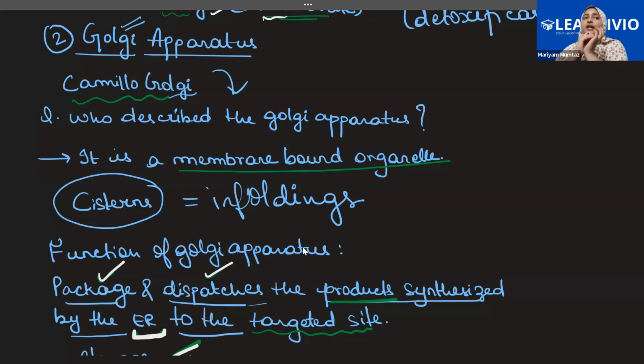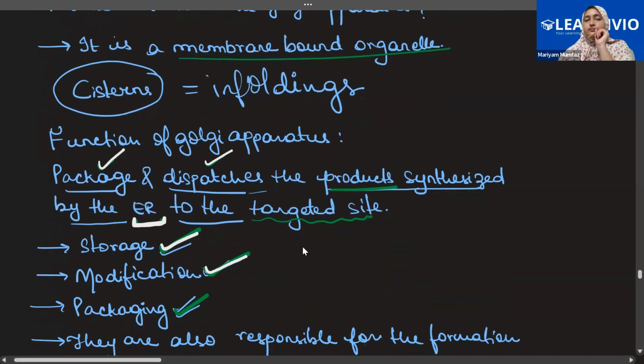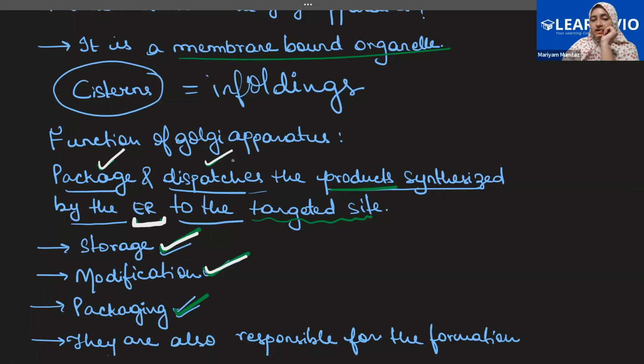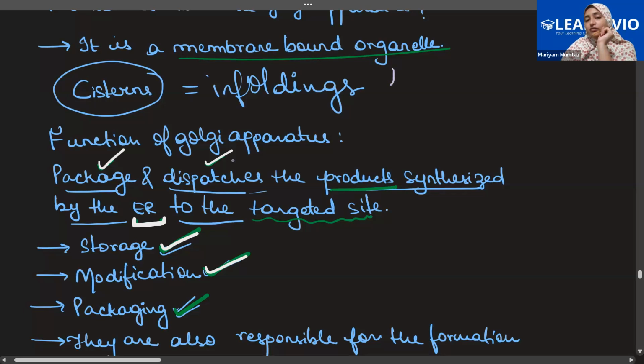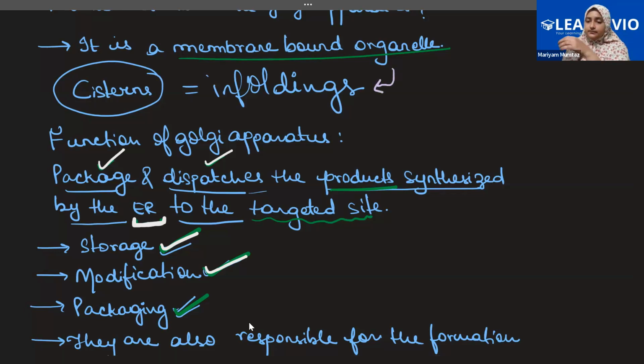Now, membrane bound can be unit membrane bound, meaning one membrane is present, or it can be double membrane bound, meaning two membranes are present. Now the Golgi apparatus has cisterns present in it, meaning infoldings. Again, if I say that infoldings are present, then what is the function of infolding, students?